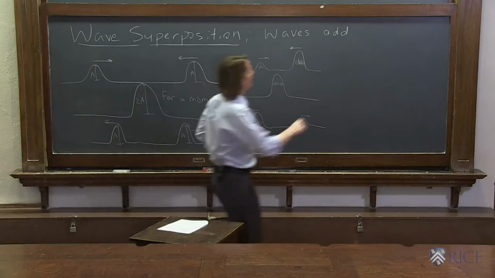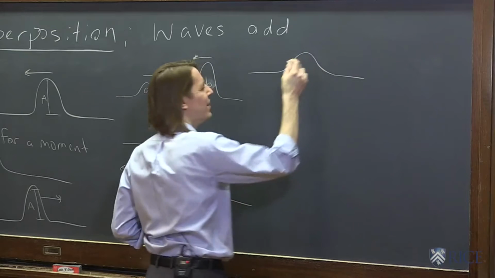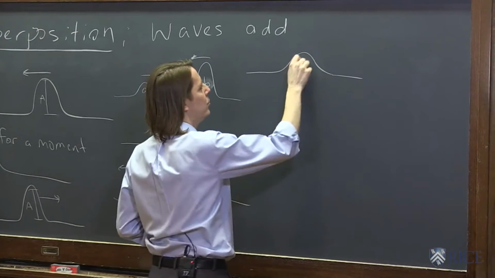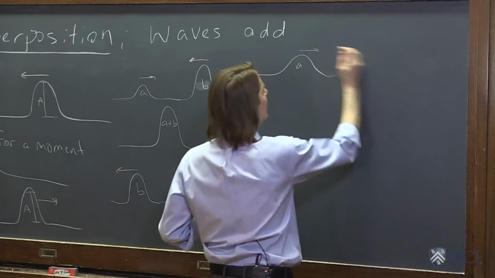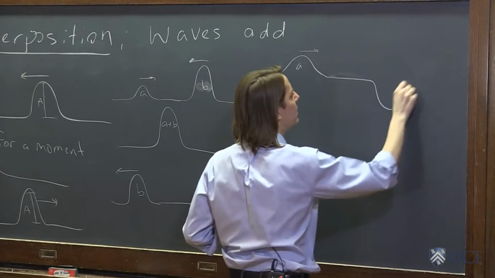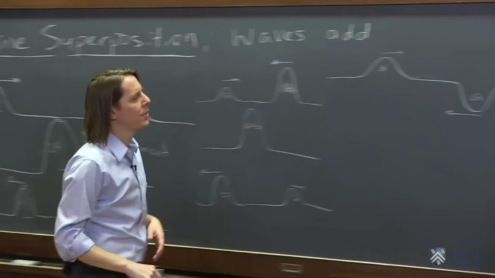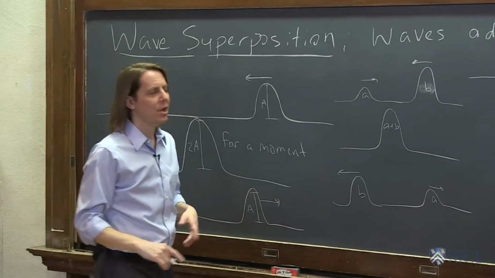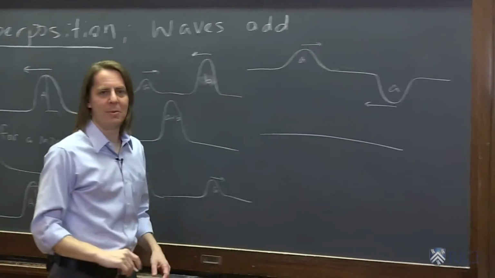Even more interesting, what if you had this? What if you had a wave like this? Again, right now our pulses are our waves. We'll do it with waves in a little bit, with amplitude A going this way. And on the same string, you had one like that. Same amplitude A coming that way. When those two overlap, there would be a moment, just a moment, where the string would be flat.